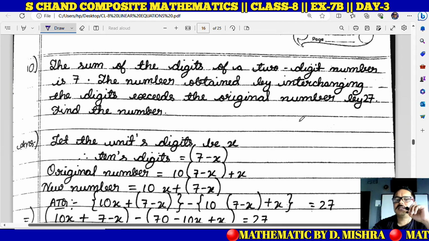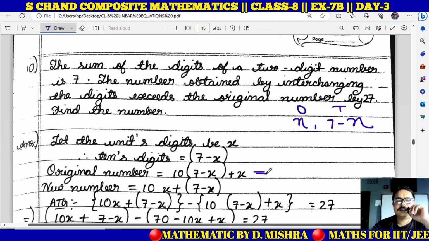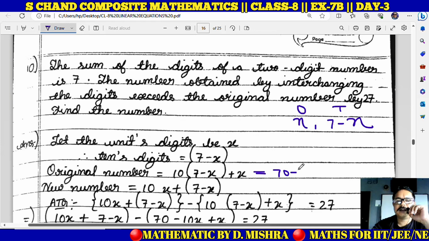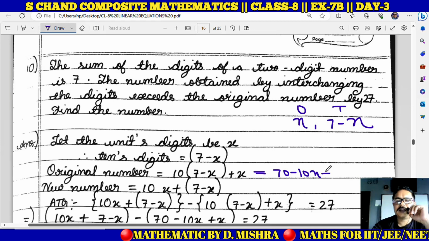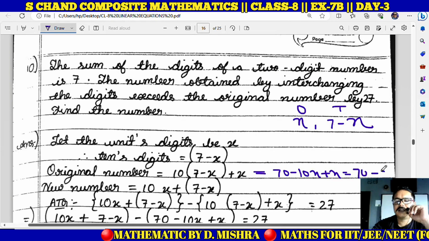So there are two digits. If you assume the ones digit is x, then obviously the tens digit will be 7 minus x. So this is the ones digit and this is the tens digit. So the number will be 10 into (7 minus x) plus x. You can simplify this a little bit: 10 into 7 is 70, minus 10x plus x, and we are getting 70 minus 9x.